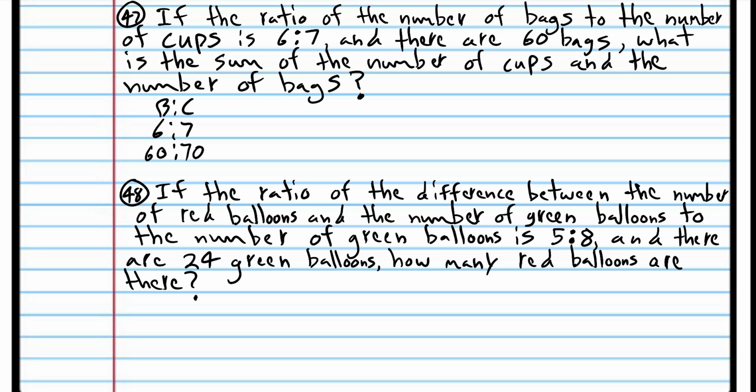So the reason that we did that is it's asking what is the sum of the number of cups and the number of bags. We couldn't figure out the sum unless we had the two numbers. We only had one number, but we used this ratio to give us the other number. So now we just add 60 plus 70, equals 130. And if you're not comfortable doing that in your head, you can just set it up vertically like we learned in one of the previous classes. And there you go, 130. So 130 bags and cups.